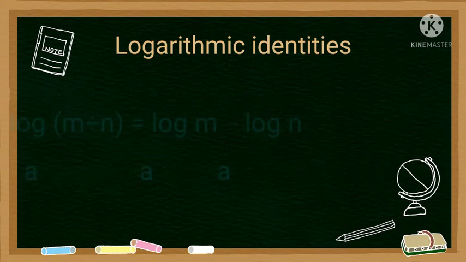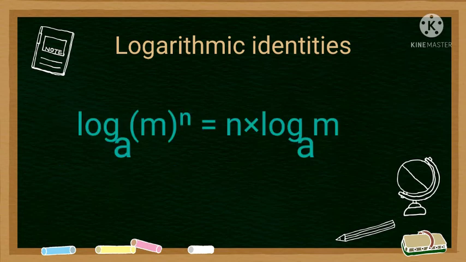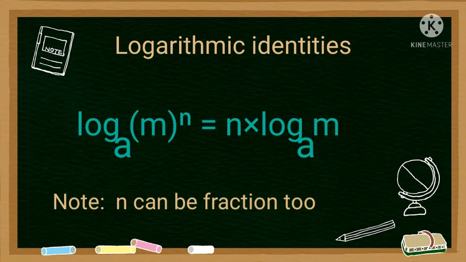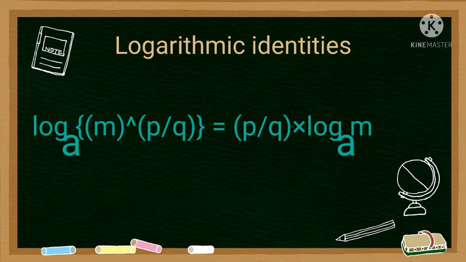Now the second identity is for the division of terms. Log of m divided by n to base a equals log of m to base a minus log of n to base a. The third identity is log to the base a of m to the power n equals n times the log of m to the base a. Note that here n can be a fraction too, that is, log to the base a of m to the power p over q equals p over q times the log of m to base a.